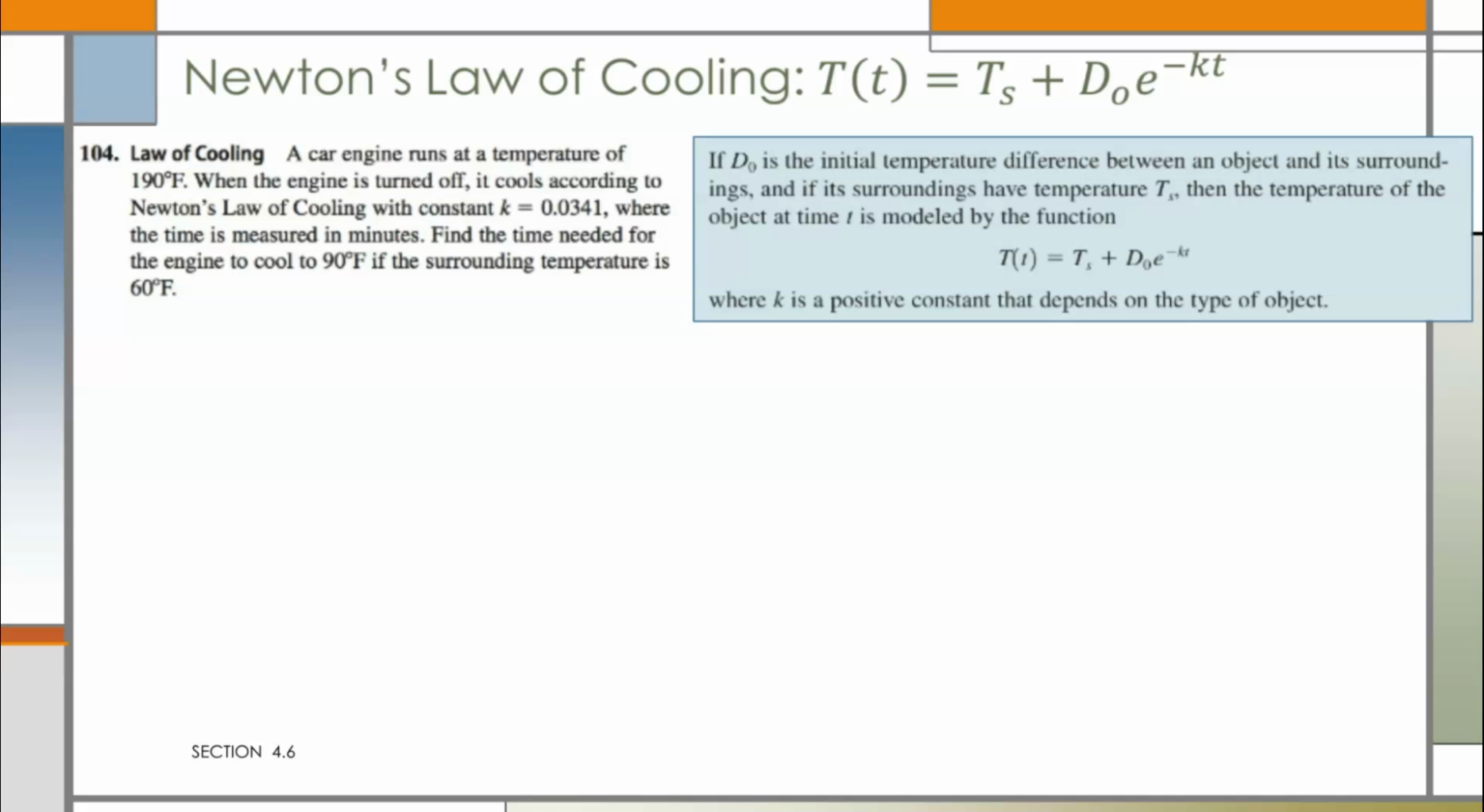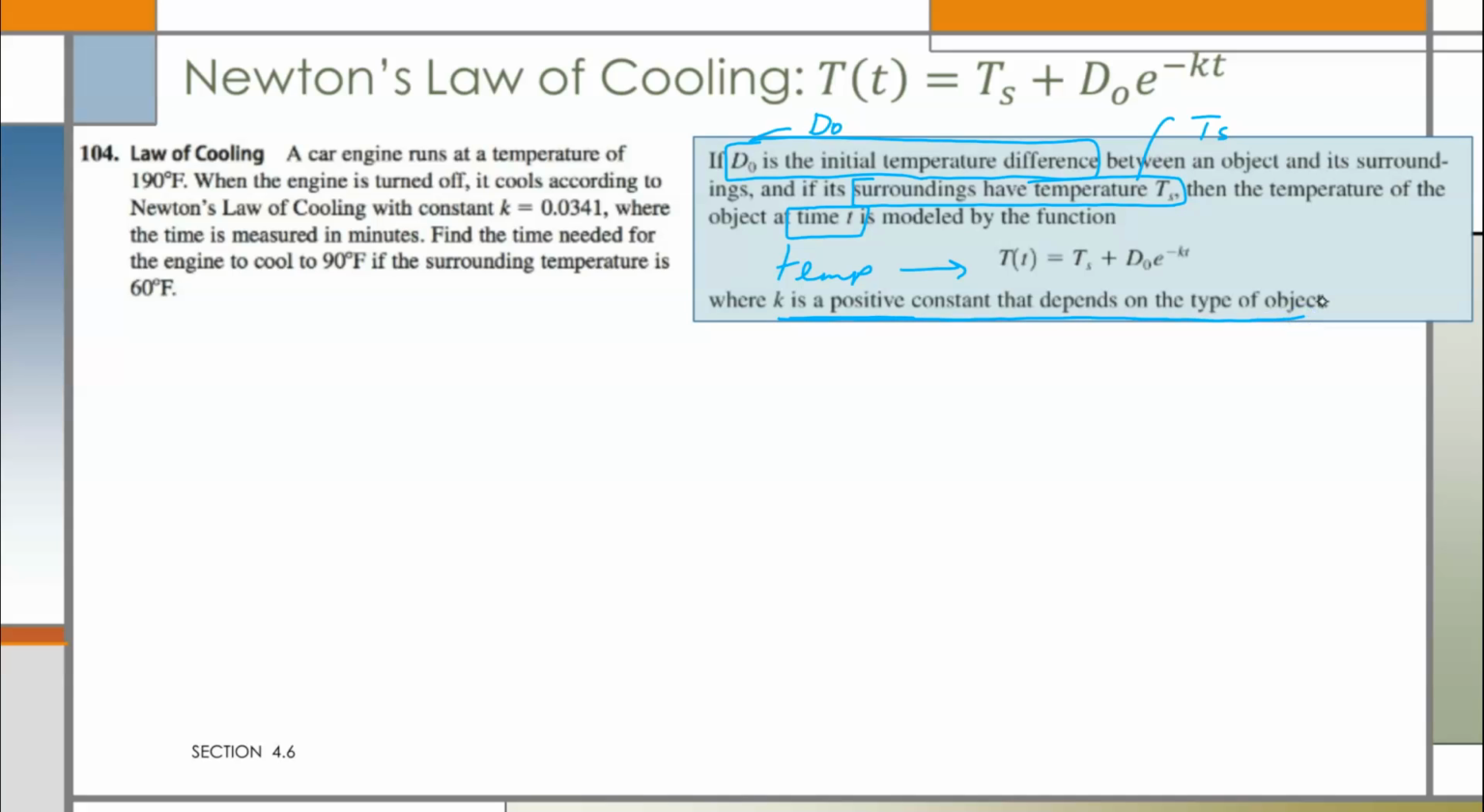Again, we just make sure we familiarize ourselves with what variables represent. D is the initial temperature difference, the difference between the object and the surrounding temperature. Ts is the surrounding temperature all by itself. Our formula measures the temperature of the object at time t. K is a constant that depends on the type of object.